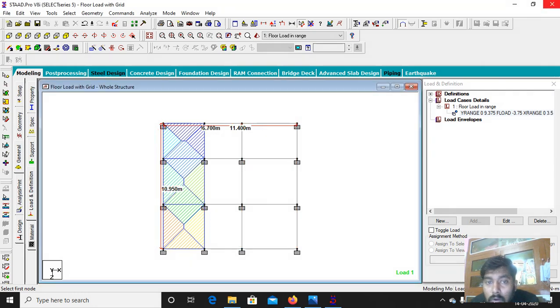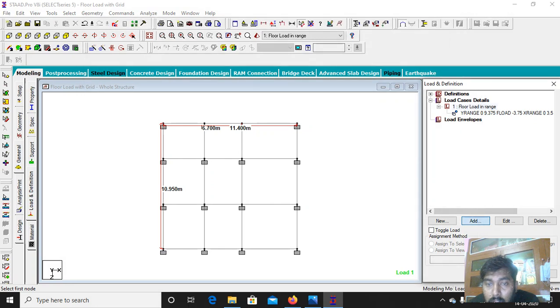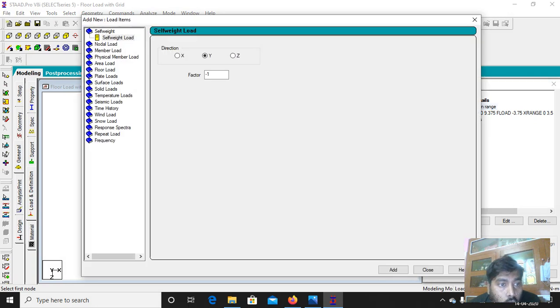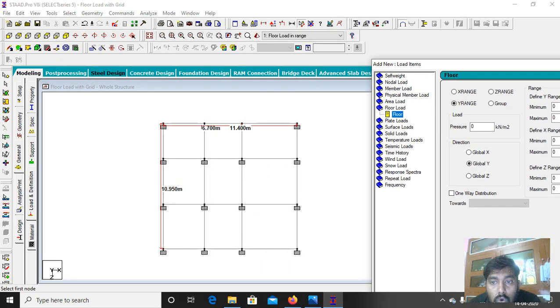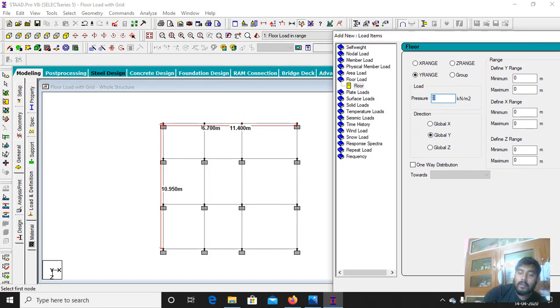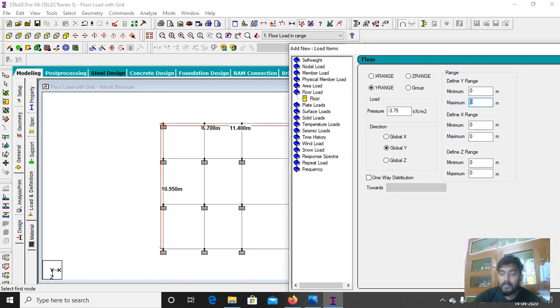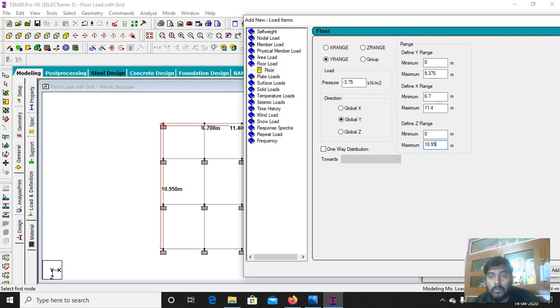Now, coming to the load criteria, again we have to add another load, a floor load. So let us put the value, the same value will be there, similar load 3.75, y range will be 10 to 02. What was the height of the building? Let us check the height, 9.375. Now the x range, minimum value will be 6.7, maximum value will be 11.4. Z range, minimum value will be 0, maximum value will be 10.95. Okay, so this is the value of the x and z range.